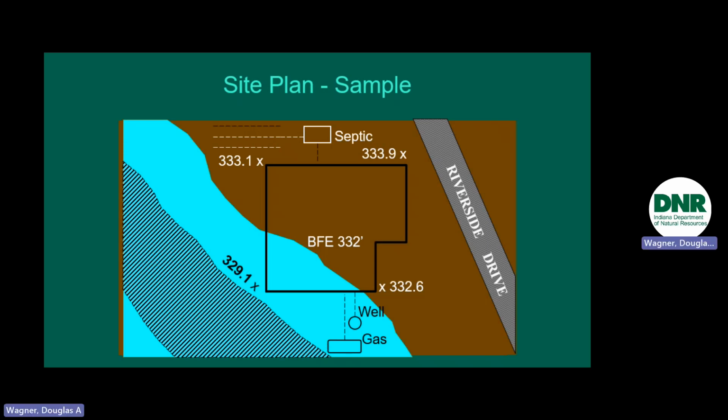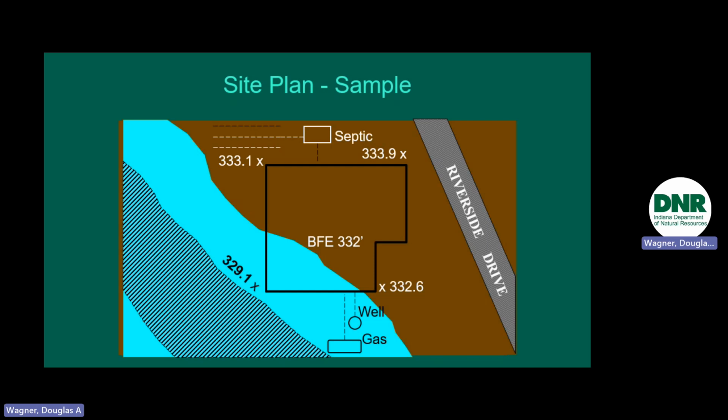Here we have a site plan. Note the elevations and the BFE shown. We can see that only a portion of the proposed structure is in the fringe, but it is regulated as if the entire structure is in, even when only a portion of the structure is in the special flood hazard area.